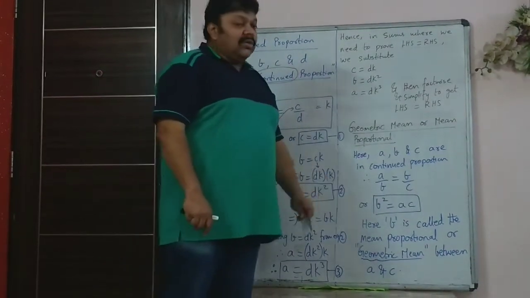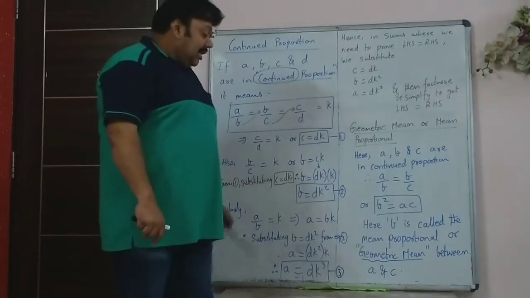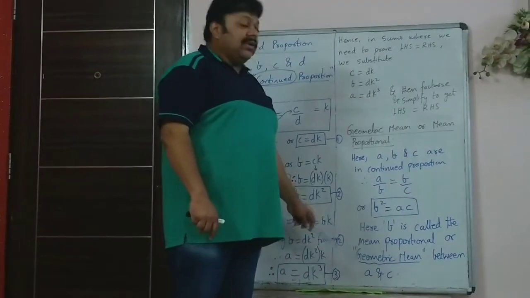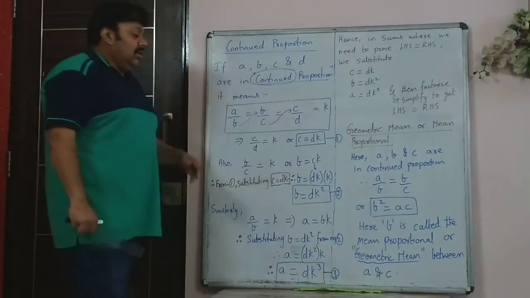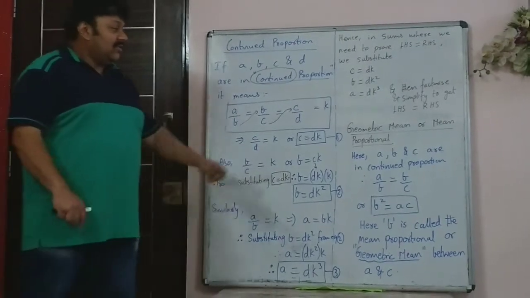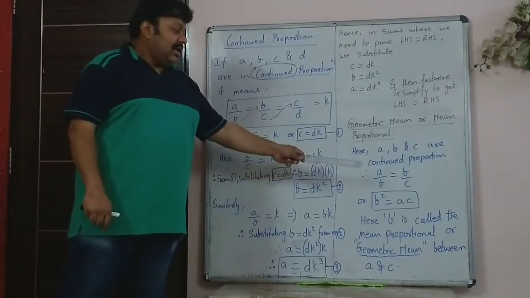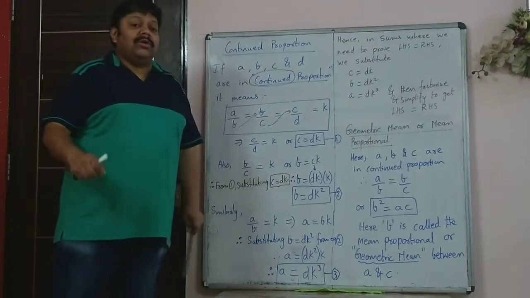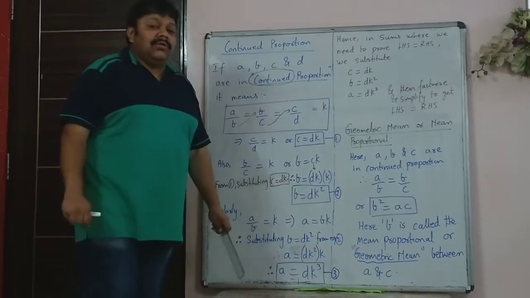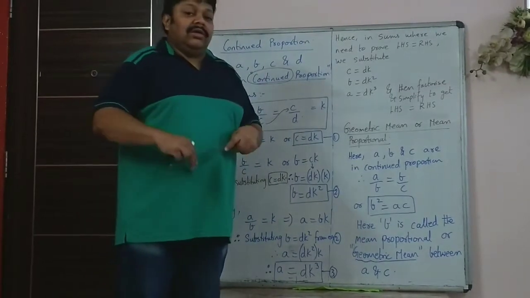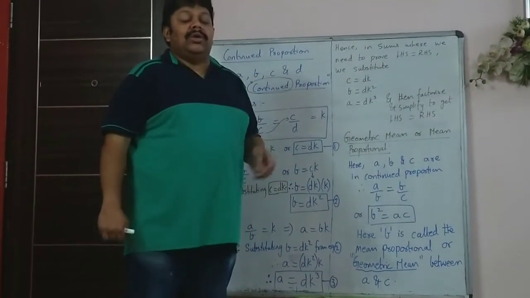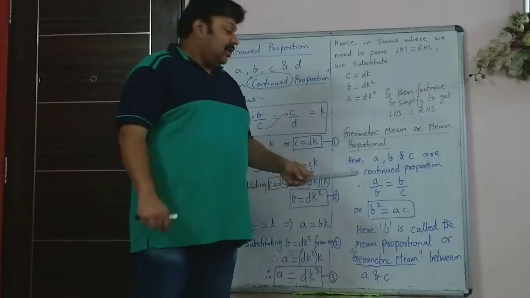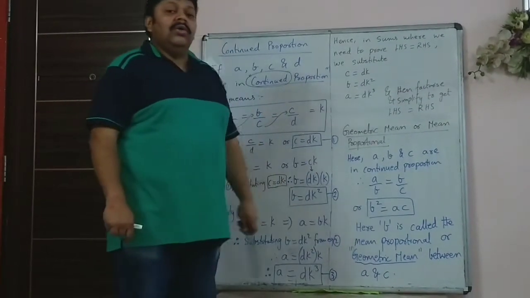B squared is equal to AC will mean that B is the mean proportional or geometric mean between A and C. So this is how you would solve a sum if it is given that B squared is equal to AC. That would mean that B is geometric mean or mean proportional between A and C. Or other way, if you are just given B is geometric mean of A and C or mean proportional to A and C, we can directly use B squared is equal to AC.